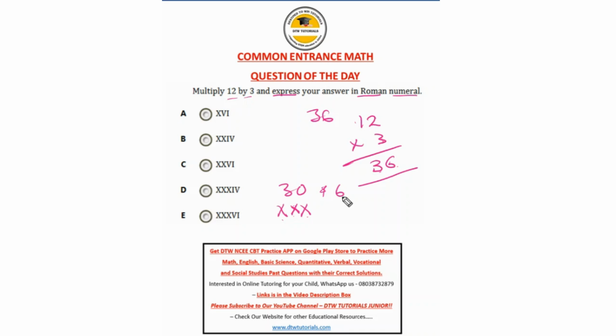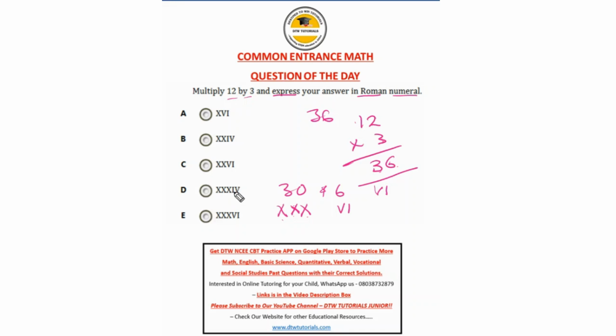I hope you remember what 6 is. All right. Remember that 5 is V. And 6, you just add an I. So 6 is what? VI. Okay. I hope you remember, it is not IV. IV is what? Is 4.